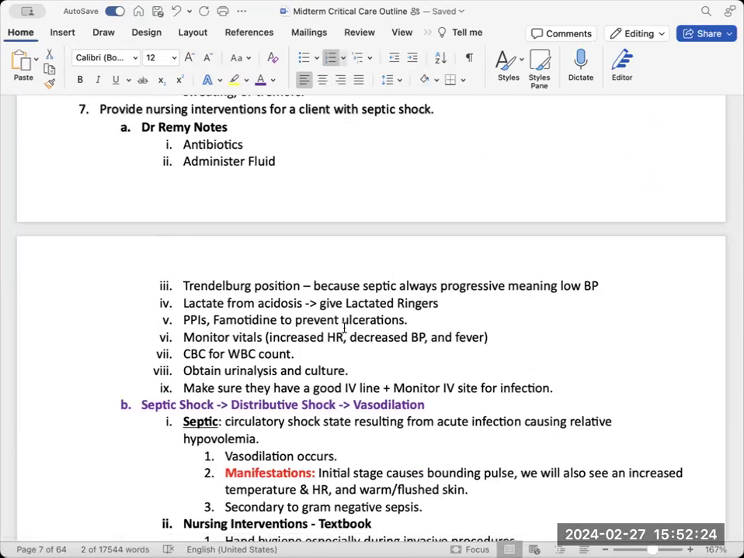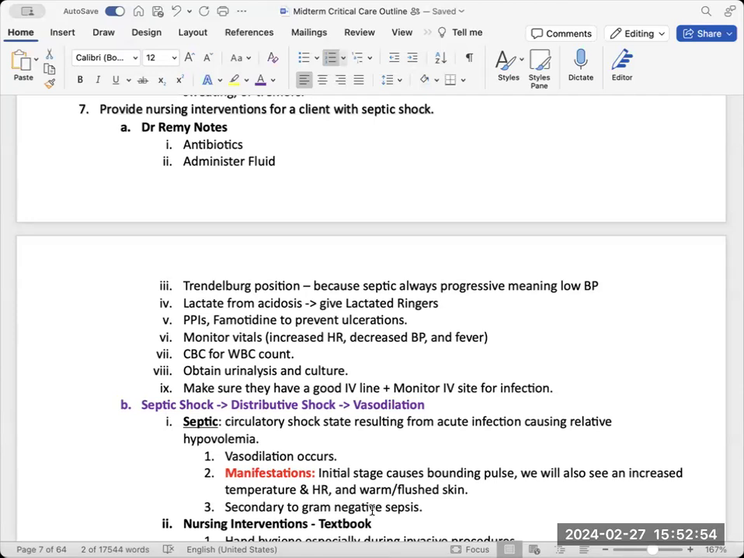Okay. The next question is to provide nursing interventions for a client with septic shock. Now, just as a recap, septic shock is circulatory shock that starts from an infection, usually a bacterial infection, right? And it's causing vasodilation. Key giveaways to know that this person's in septic shock are that they'll have an increased heart rate, decreased blood pressure, a fever, as well as warm and flushed skin.